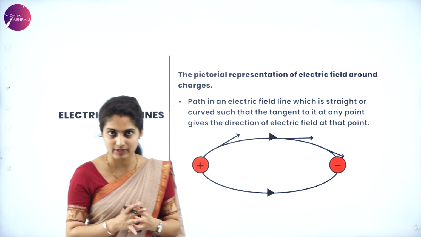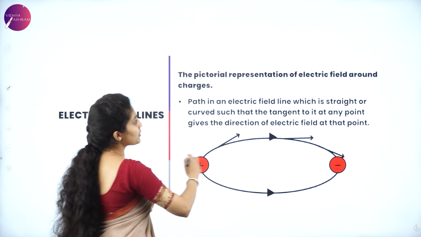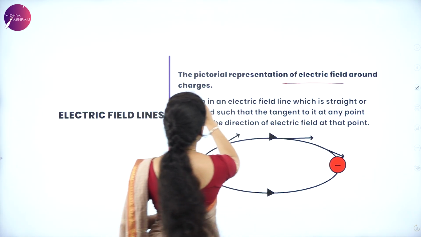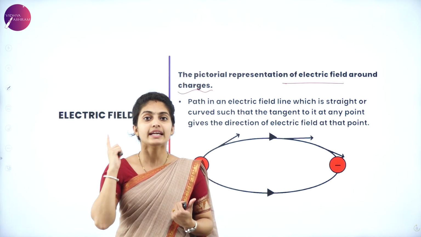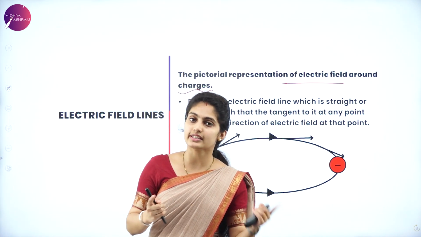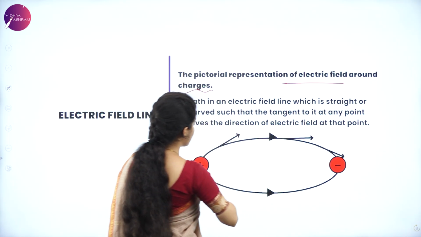There is a pictorial representation which is taught here, that is, the pictorial representation of the electric field around the charges. The charges can be two charges, as I told you. It can be a positive charge or else it can even be a negative charge. So we have positive charge and negative charge.